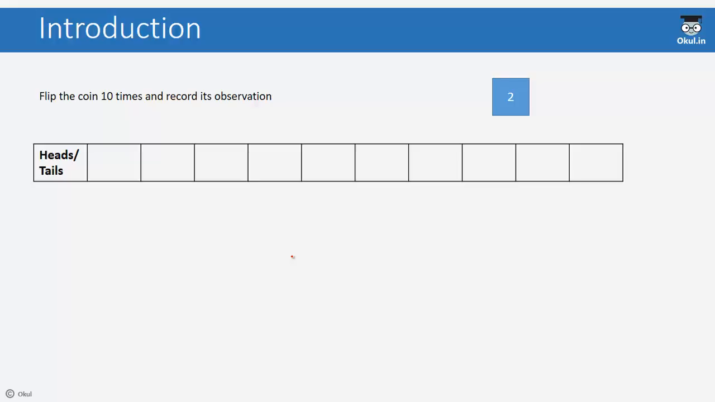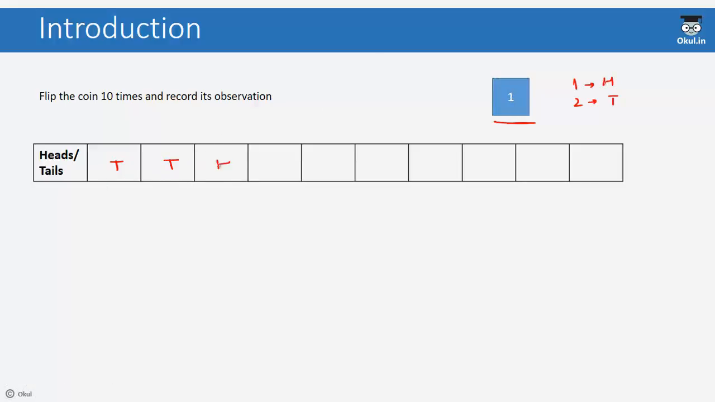So the problem here is flip the coin 10 times and record its observations. So let this be our coin, where 1 stands for heads and 2 stands for tails. And this is our table, and we will record our observations in this table. When I click it the first time, I get 2. That is, the first observation is tails. Again, on clicking this, I get 2. That is, the second observation is also tails.